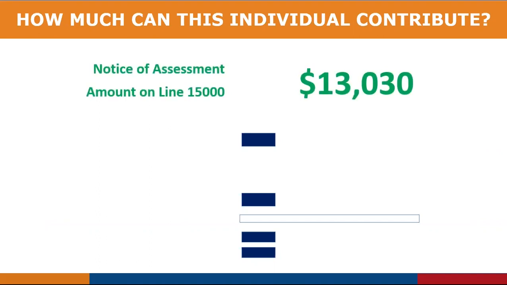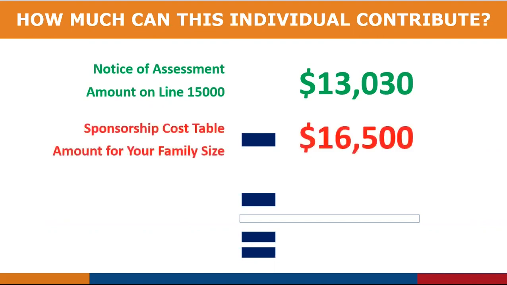Well, we take a look at the notice of assessment amount, and that amount was $13,030. We subtract from that the sponsorship cost table amount for their own family size. So this is an individual, so we have to subtract $16,500 from their earnings. And then we have to take a look at if they have contributed funds to any other sponsorships, then we subtract the amount that they have agreed to contribute.